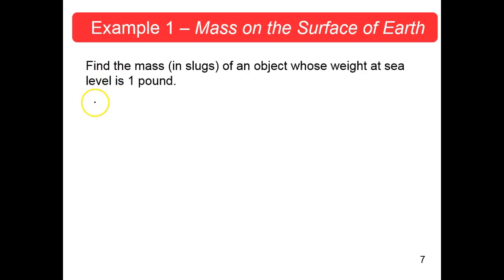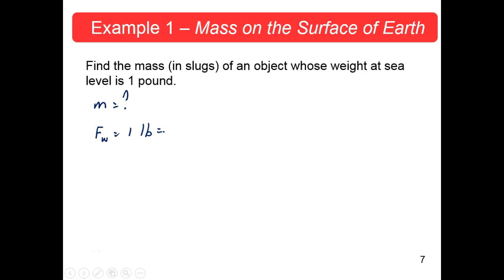Find the mass. So we're looking for mass. That's the unknown here. Of an object whose weight, I'll use one of the many abbreviations for weight. One is F sub W, the force due to weight, the pulling down of the Earth's gravitational field. This is what we know. This is 1 pound.